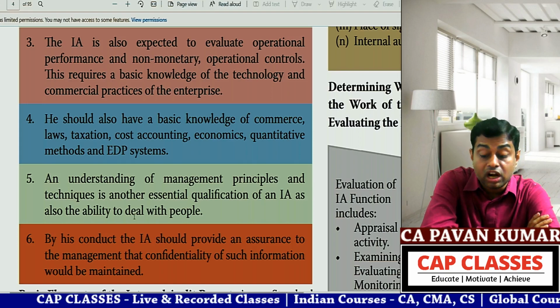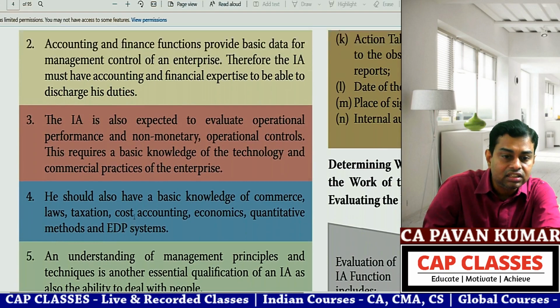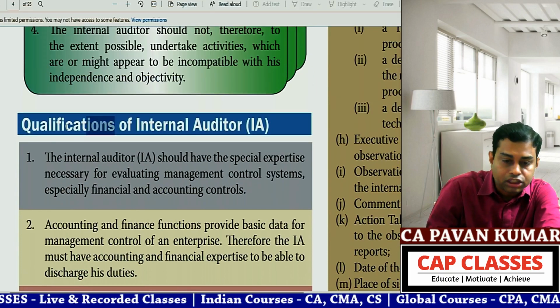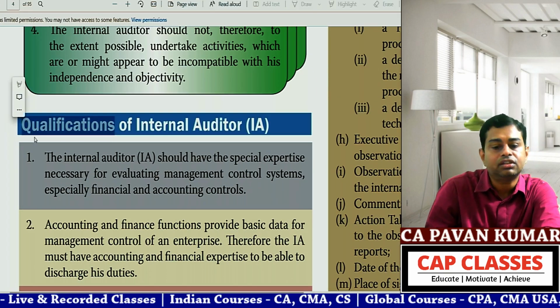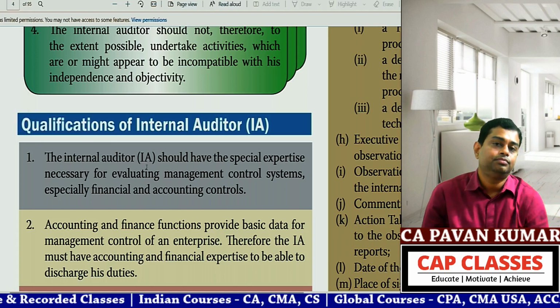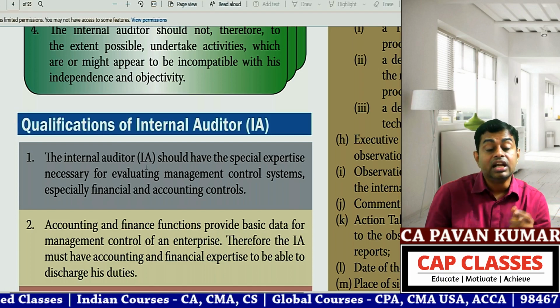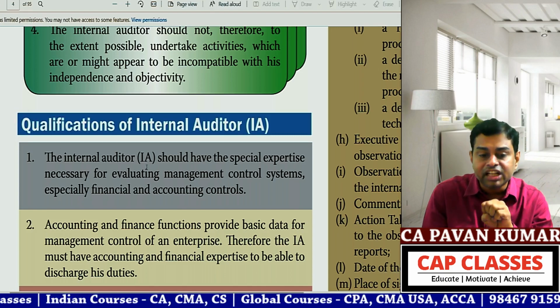So, what are the qualities of internal auditor? They have put the heading, what are the qualifications? But actually, this is not qualification, okay? So, they said qualifications of internal auditors. No, these are not qualifications of internal auditors. They are qualities of internal auditor. So if they ask you a question, what are the qualities of internal auditor? Write this. If they ask you a question, what are the qualifications of internal auditor?